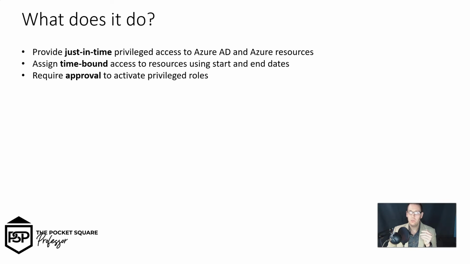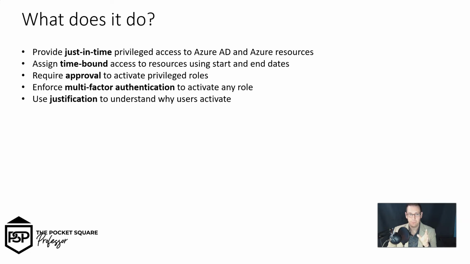We can also do approval process to activate privilege roles here. Now this one is a little bit annoying because if I need to do my job, I have to go through an approval process to do my job. That's where it comes into play and we start looking at other factors. These may be things that we don't need to do day-to-day activities like that guest inviter role or something like that. That may come into play. Enforce multi-factor authentication to activate any type of role, which again, this is a good practice to do.